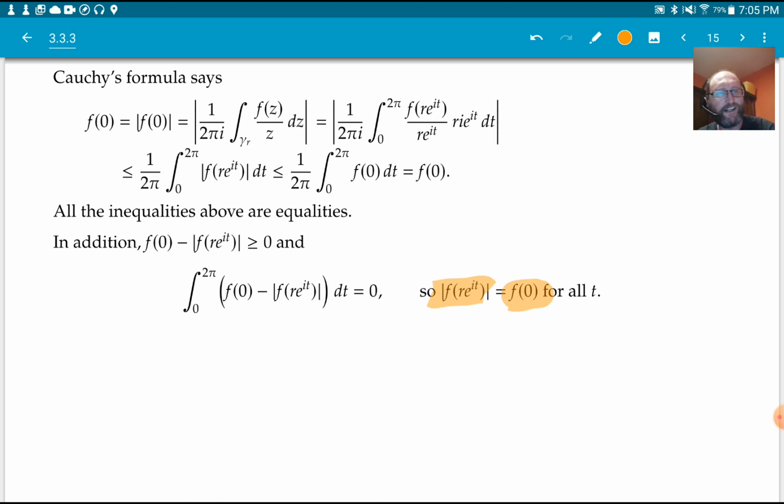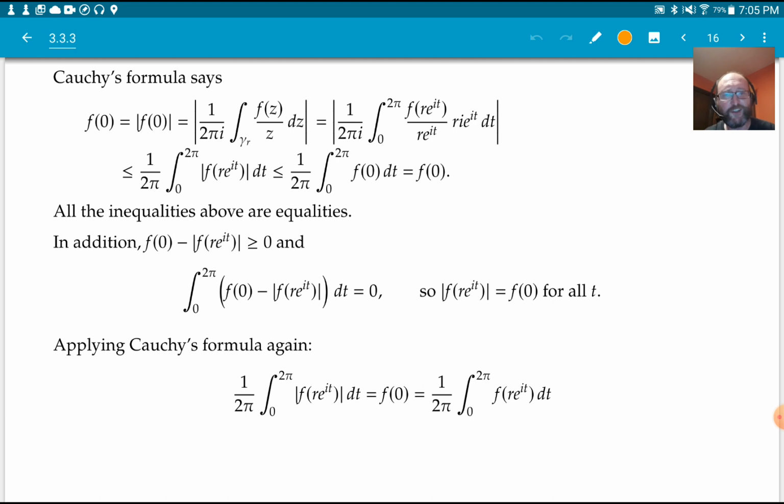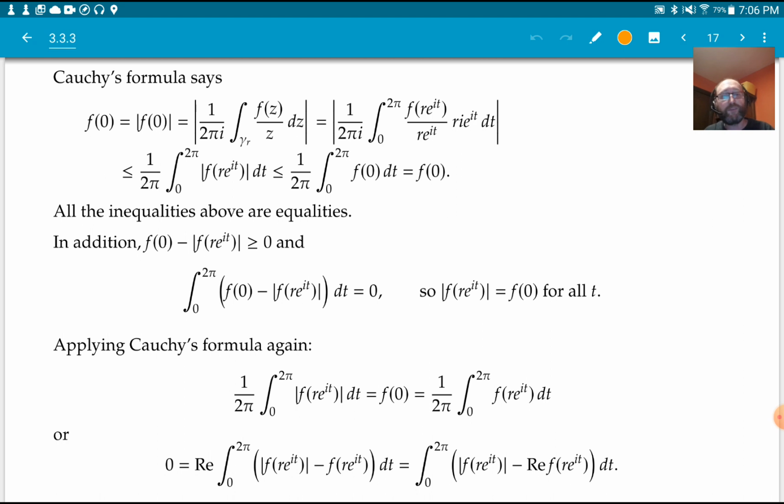But let's keep going with this same argument. Let's try to prove that actually f is constant, not just its modulus. So this guy, that's what we have over here. We said that was an inequality, and Cauchy's formula says this thing. So we have that the integral of the modulus of f over this little circle is the integral of f. So I can again subtract them, and the integral is 0. Now, if it's 0, its real part is 0, and that's the thing that I'm going to be interested in. I dropped the 1 over 2 pi. Once it's 0, who cares?